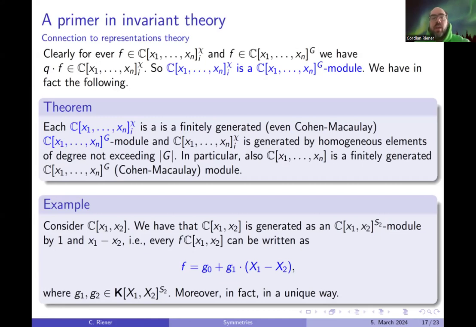Now if you do this construction, you take the polynomial ring in two variables and mod out the ideal generated by x1 plus x2 and x1 times x2. You will get a two-dimensional vector space, and this two-dimensional vector space will actually have as a basis the polynomial 1 and the polynomial x1 minus x2. And this expression here then realizes this tensor product.